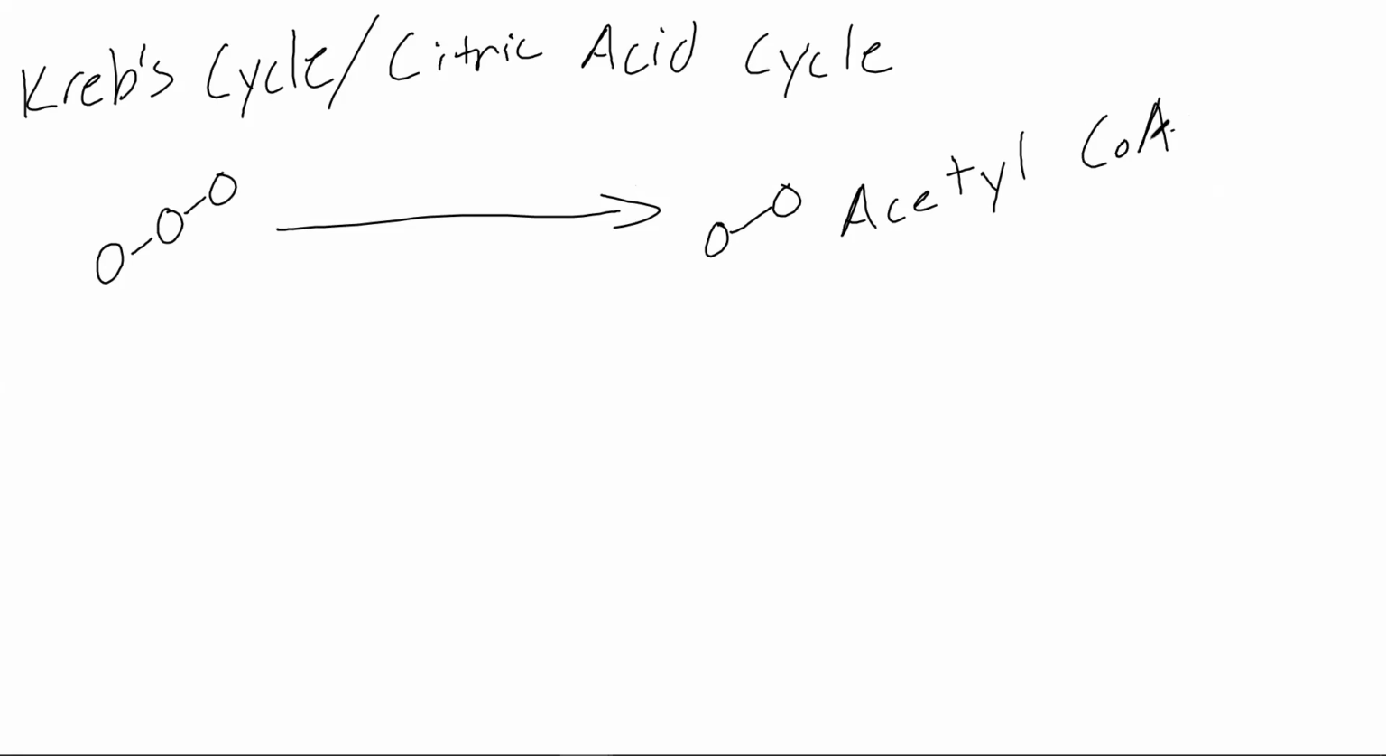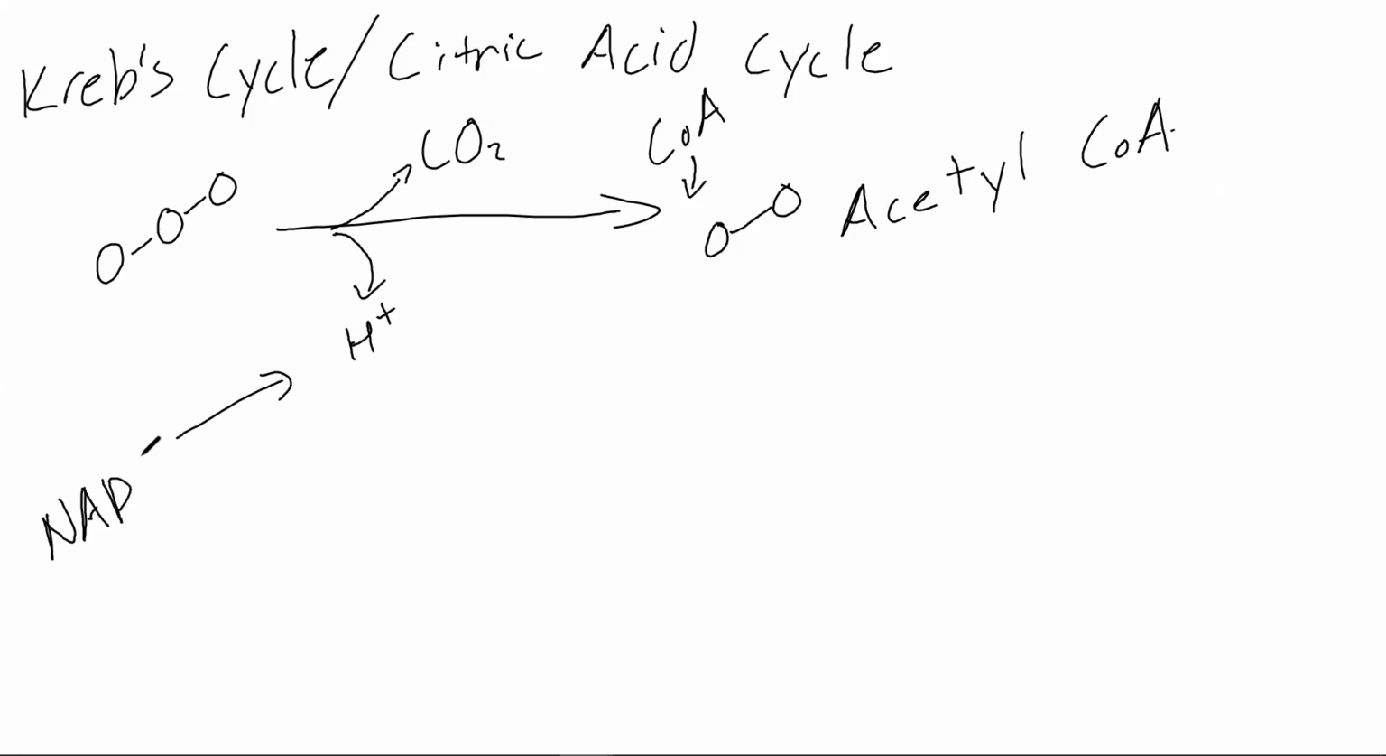Now I can't just magically turn a 3-carbon molecule into a 2-carbon molecule without doing something weird. So what happens is a CoA thingy, I don't actually have a picture for it, will enter right at the end, right? And during this process, you're actually giving off a CO2 and an electron. And when I give off an electron, my good old friend NAD plus will come by, pick it up, and become NADH.